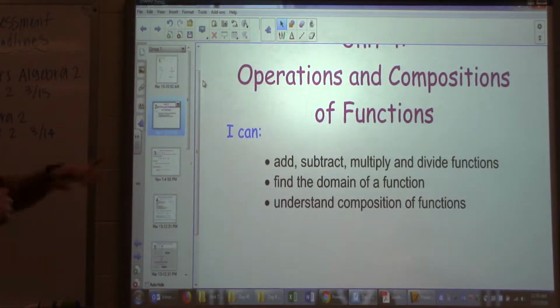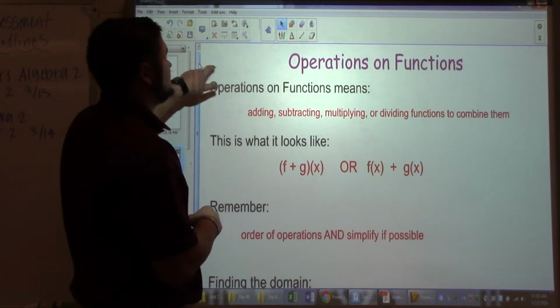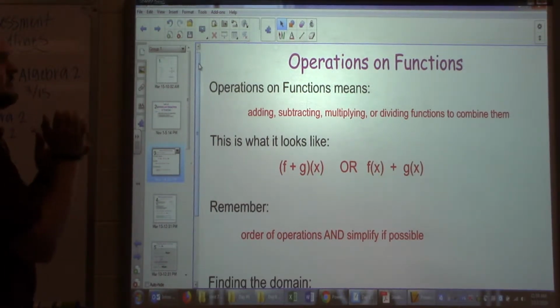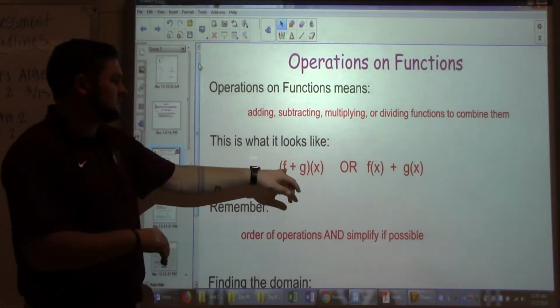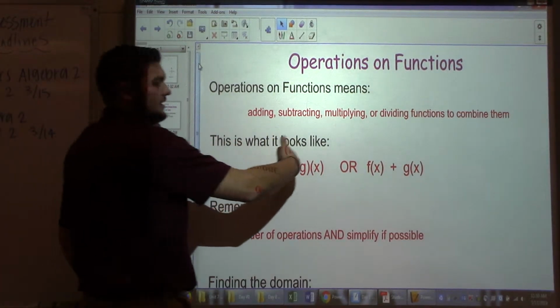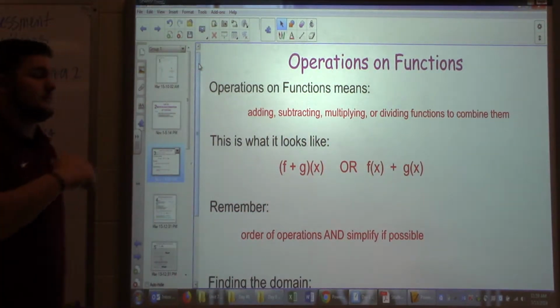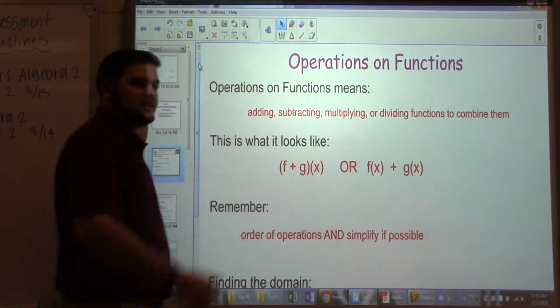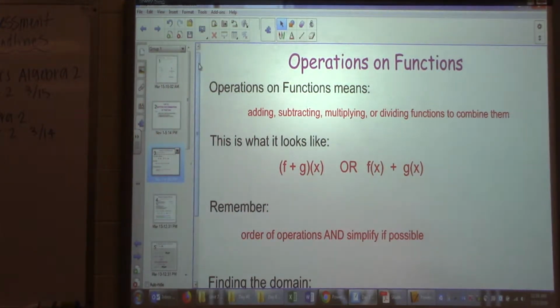Sweet. So, first things first. Operations on functions means that we're going to add, subtract, multiply, or divide functions to combine them. It's either going to look like f plus g of x, or f of x plus g of x. It can be written either way. It can be f minus g of x, or f of x minus g of x. Those operations can be written two different ways.